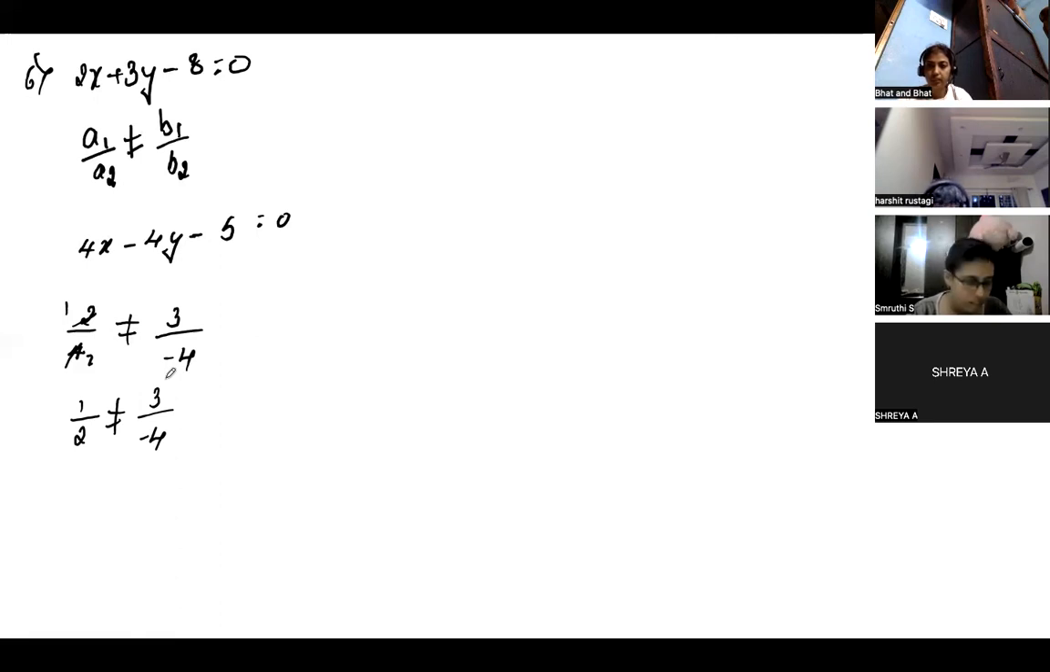Correct? Parallel lines. Smriti is not understanding. Is it? No, ma'am, in the textbook I had written it the opposite. In the textbook, what is written? Okay, okay. Now no confusion, right? No. Okay, then fine. Go ahead.